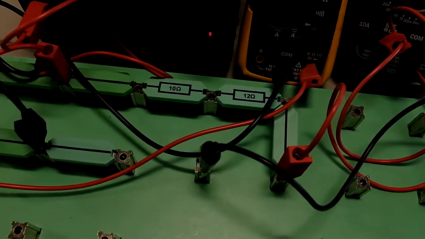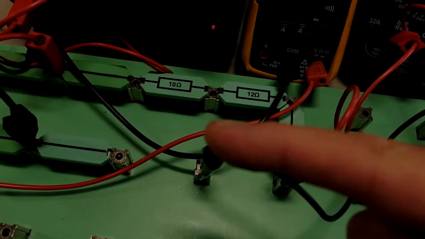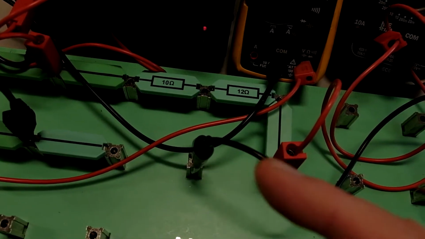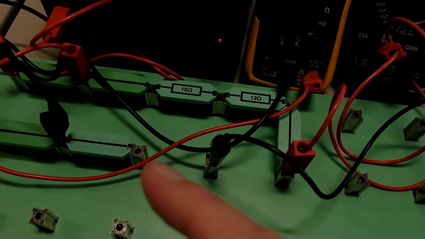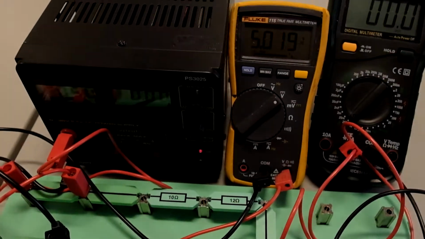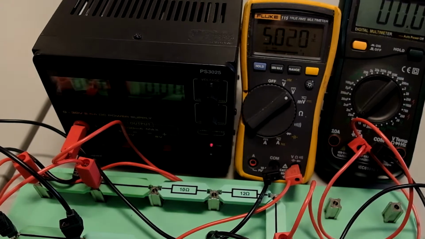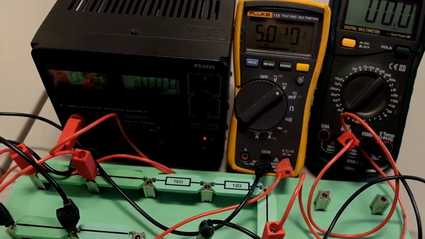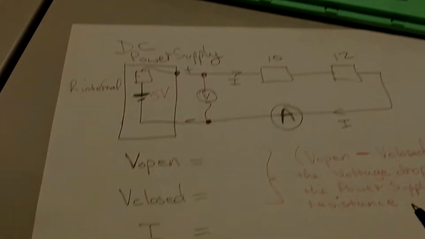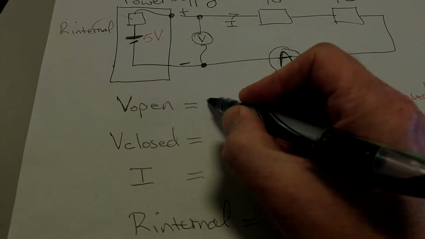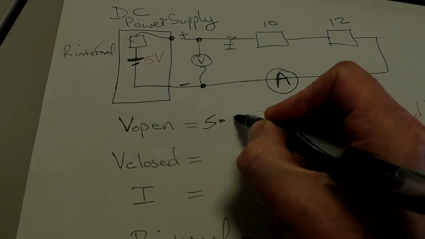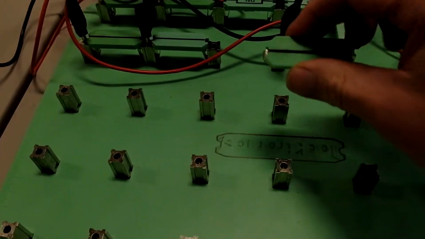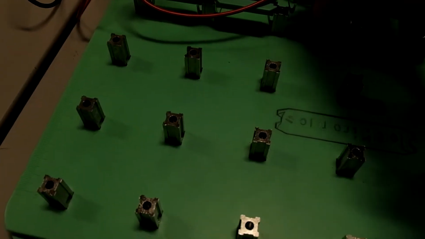We have 10 ohm, 12 ohm resistors in series. At the moment we're measuring current across here. At the moment here we've broken the circuit and we're going to record the open circuit voltage as 5.02. So on our sheet here, open circuit voltage 5.02 volts.